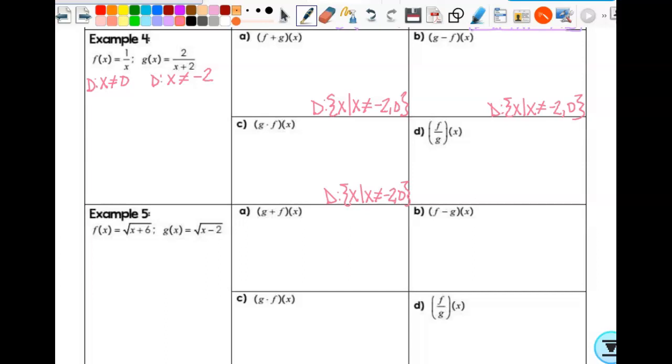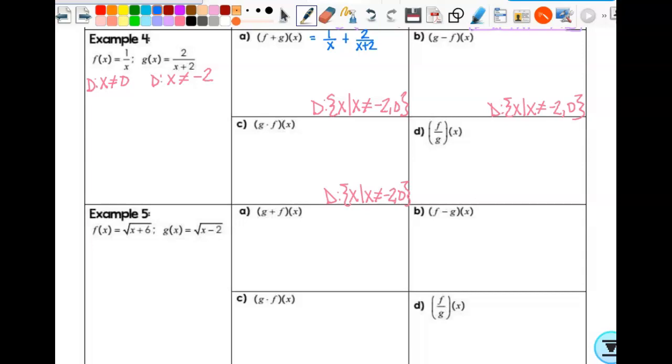Then again, we'll revisit the quotient when we get there. Okay, so f plus g of x. This gives me f of x, which is 1 over x plus 2 over x plus 2. So I'm adding fractions. Is changing it to a decimal going to help me here? Nope. Is the calculator going to help me here? Nope. You got to know your fraction rules.